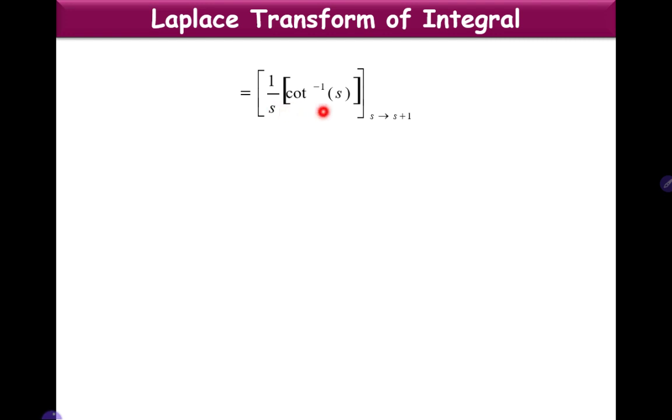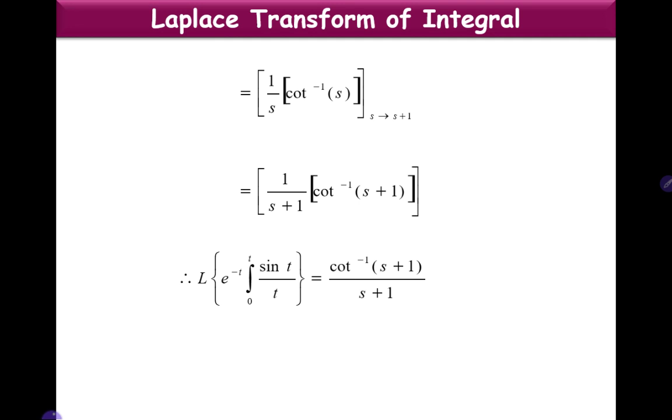Now because the inner term is simplified completely, there are no other Laplace transforms or integrals to be simplified here. So now we can replace s with s plus 1. So this gives cot inverse of s plus 1 by s plus 1. Therefore the Laplace transform of the function e power minus t into the integral from 0 to t of sin t by t dt is equal to cot inverse of s plus 1 by s plus 1. So in this way we can apply the properties of Laplace transform to evaluate Laplace transforms of functions.